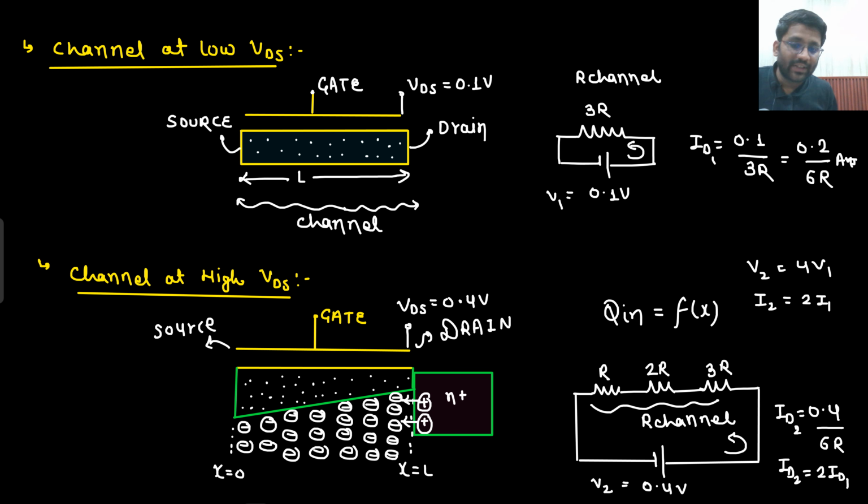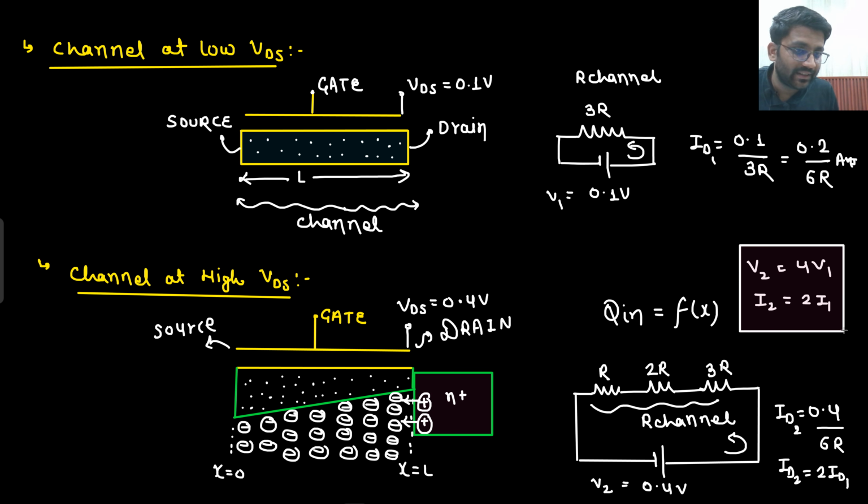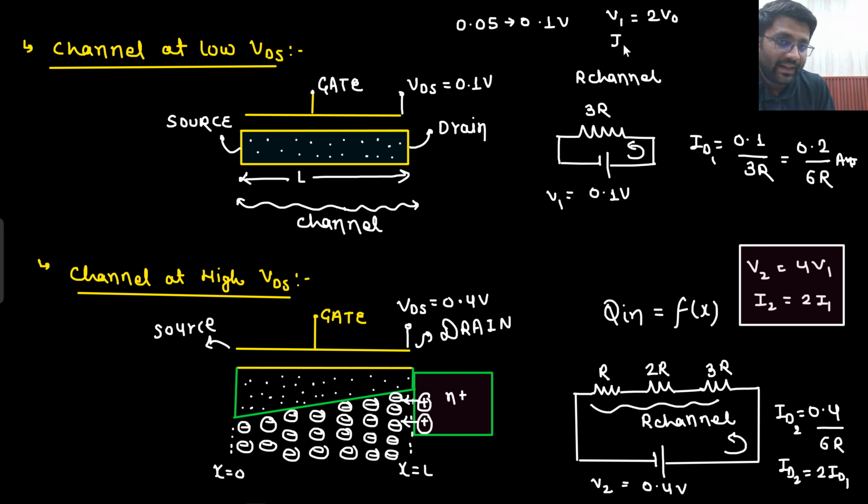So this is not a linear rise. If it was a linear rise, then this scenario would not take place. In the linear rise, if you are going from 0.05 volt to 0.1 volt, what was happening? Sir, my V1 voltage was becoming twice of V0 voltage, and along with that, my current was also becoming twice.